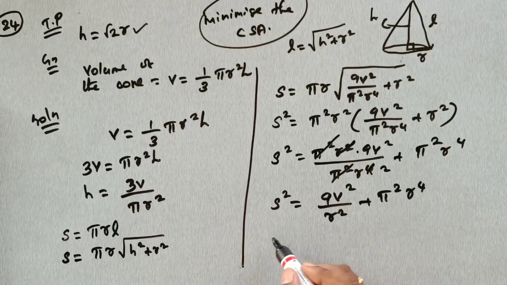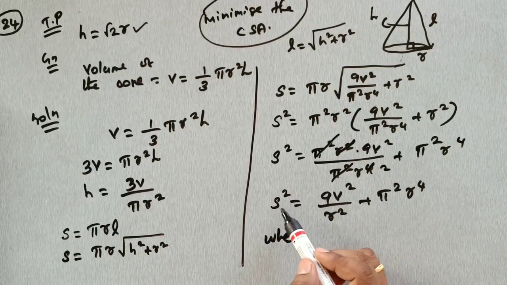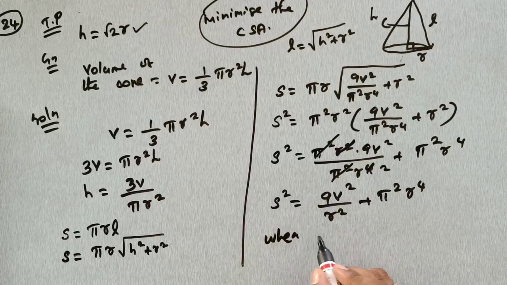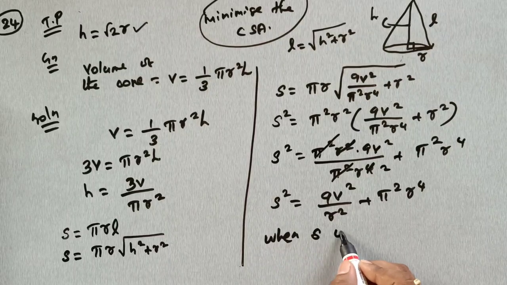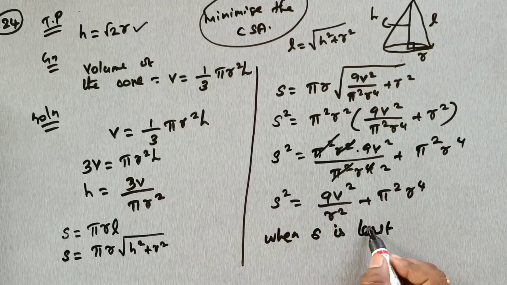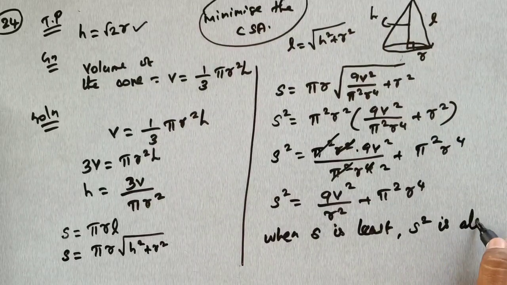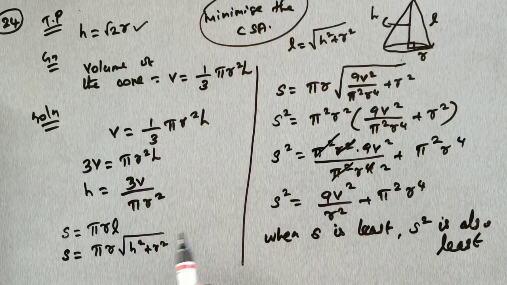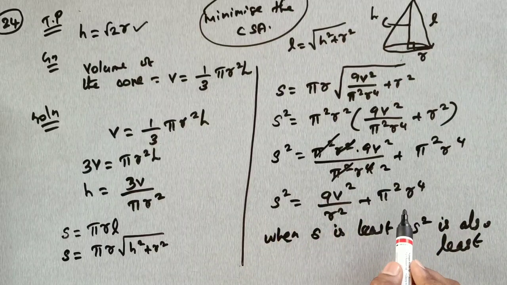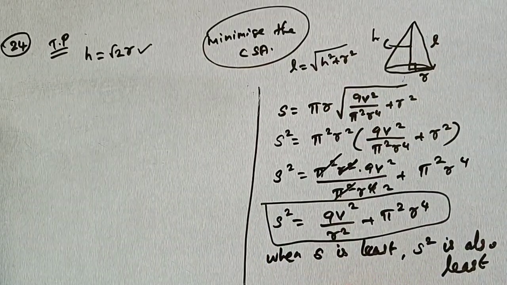Now we are going to find the critical point for this S square. Actually, why are we finding it for S square instead of S? When S is least, we can say that S square is also least. So finding the critical point for S is equivalent to finding the critical point for S square and proving that this S square is minimum. Then I am going to find the first derivative of this function, S square.